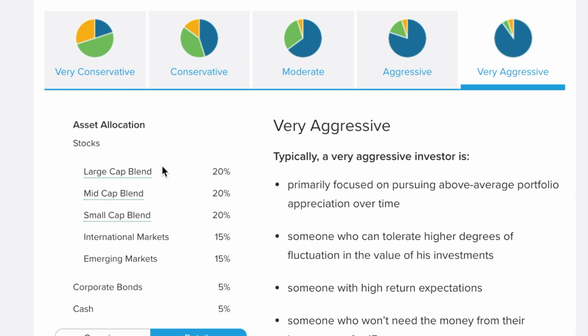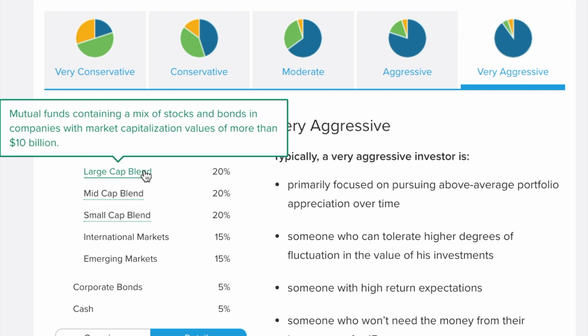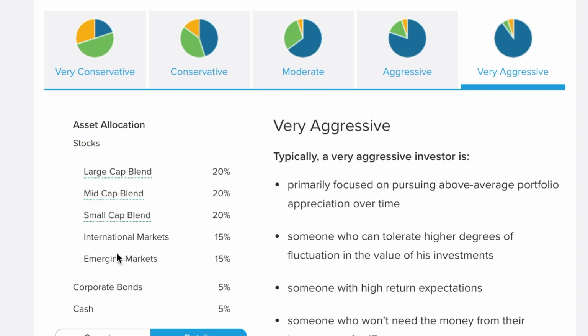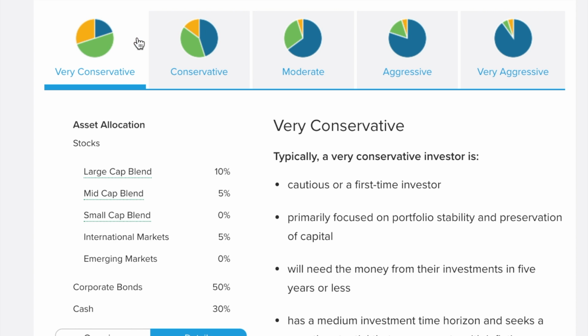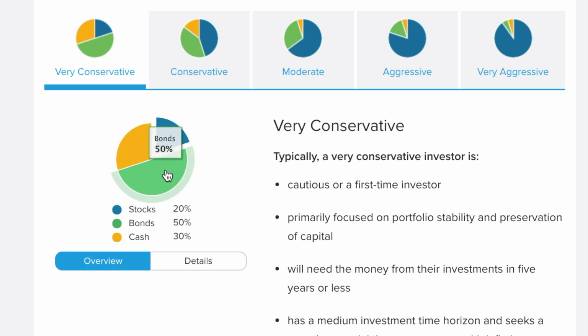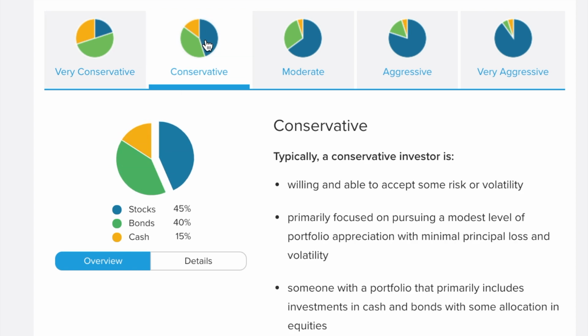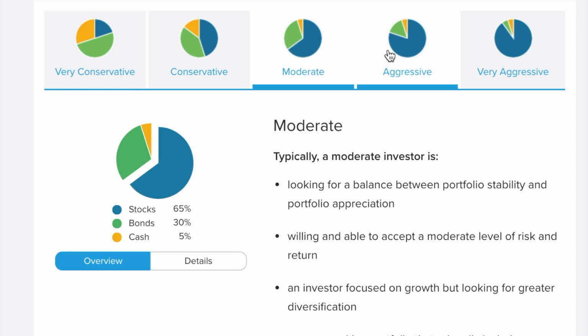Then you can click on details and it'll say, okay, of that 90%, how are those stocks broken down? Here's large blend, mid, small, international, emerging markets, and corporate bonds. And just to look at the conservative side, large is 10%, and then we've got corporate bonds 50% and cash 30%. And here's the detailed, here's the overview. So you can see these different allocations, and then you could read the description here and see what works for you and what sounds good.